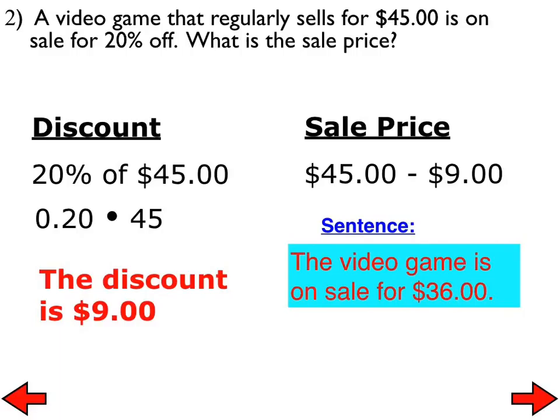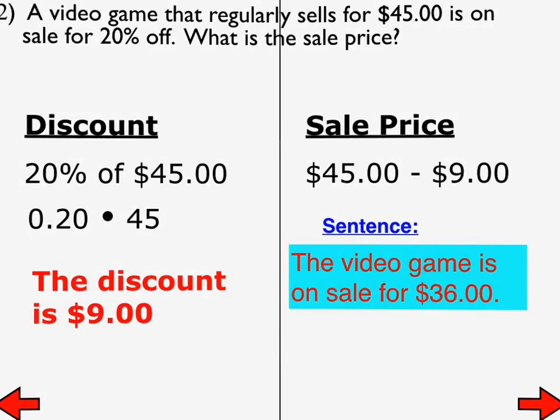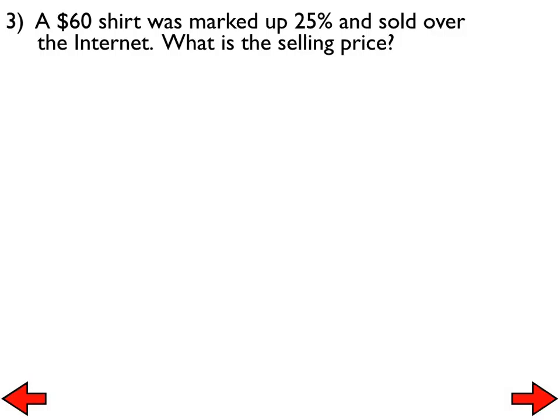Three and 4 are about markup and discount again. Go ahead and do both of those on your own. First find the markup, then add it back. First find a discount, then subtract it away. Okay, so you have to read the problem and think about it. Is it asking me to find something where I'm paying more money or paying less money? So you know if you're supposed to add or subtract. Okay?